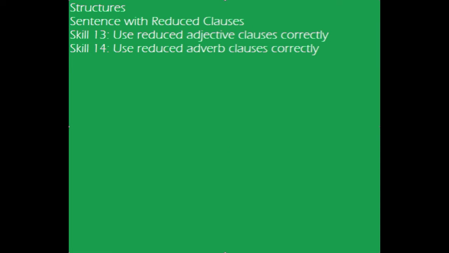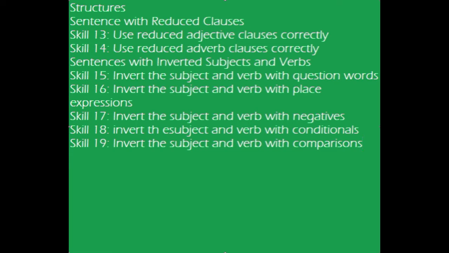And then we still have inverted subjects and verbs. That's another skill. This could be really, really tricky. When you are doing this type of exercise, you probably write down the syntax of the affirmative or negative, where the first is the subject, then the verb. We get used to writing like that, but in this case we invert them. So we have here the sentence with inverted subjects and verbs: invert the subject and verb with question words.